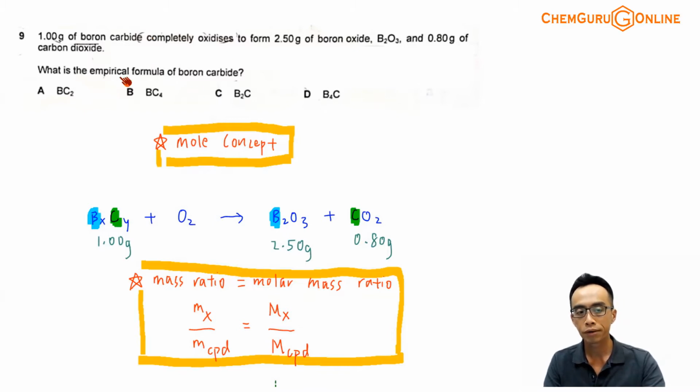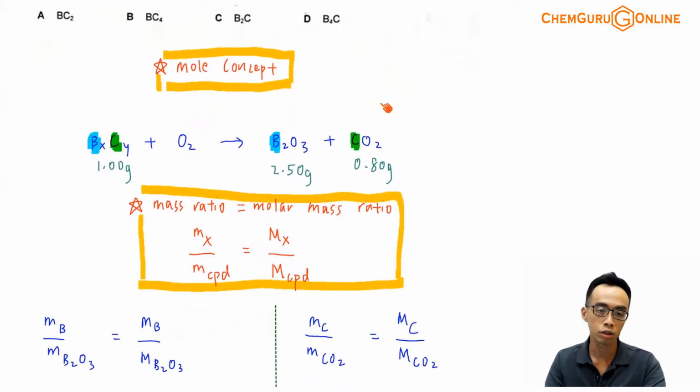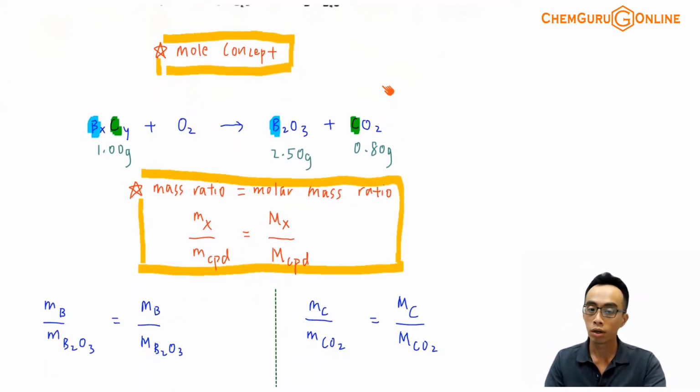Later we will run through the possibility. Now, if I want to work out the empirical formula, basically what I need to determine is, based on the information that we have here, 2.50 gram of boron oxide, 0.80 gram of carbon dioxide, what is the number of mole of boron inside this sample, and what is the number of mole of carbon inside this sample. Then I can compare mole ratio between them. I can work out the empirical formula, correct? So basically for 1 gram of your boron carbide, what is the number of mole of boron, what is the number of mole of carbon, I can compare mole ratio, and I can determine the empirical formula. So the topic tested in this question is actually under mole concept. So let us run through this idea here.